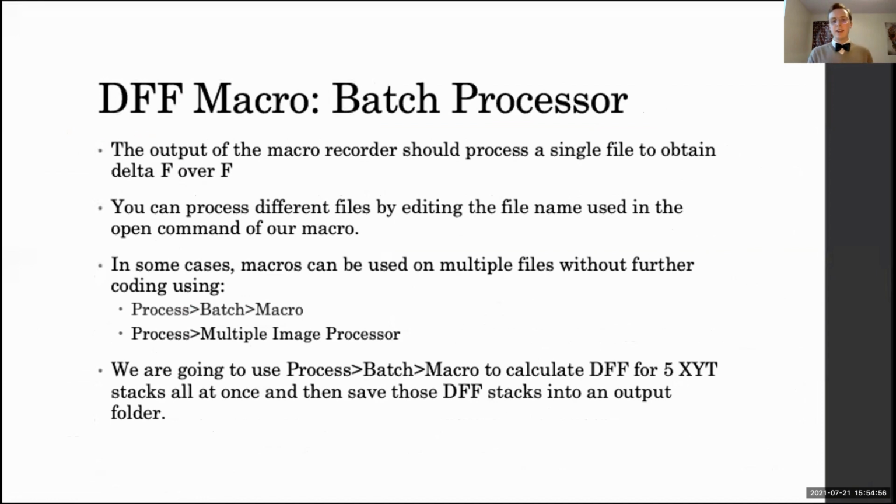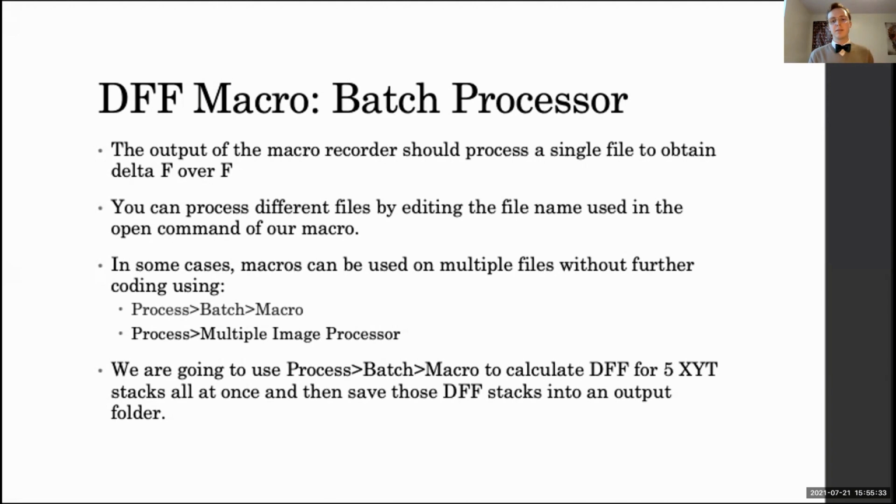All right, and now that we have our macro, we should be able to automatically process a single image file to obtain delta F over F by simply running our macro. If you want to use the macro on a different file other than that single TIFF file we just used, then you can process a different file by just editing the file name in the open command of your macro. But that is a little slow and clunky. And in some cases, it is very useful to use our macro on multiple files without having to do any coding or opening up files manually or changing names.